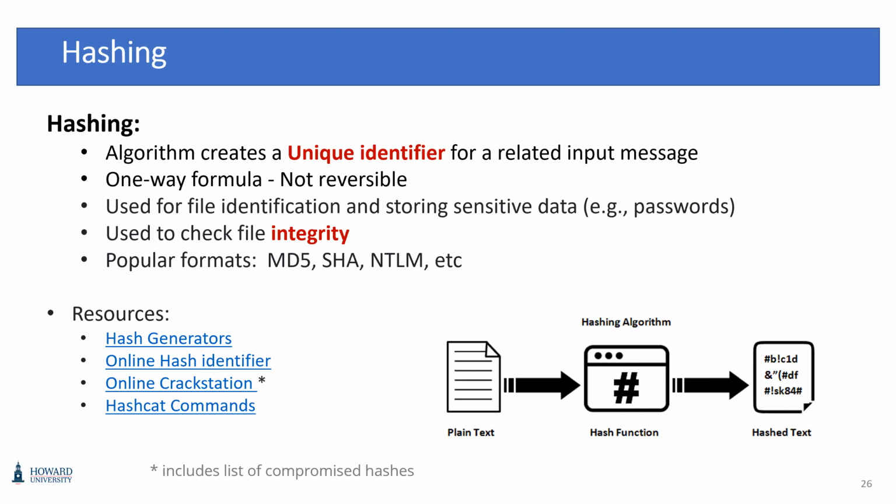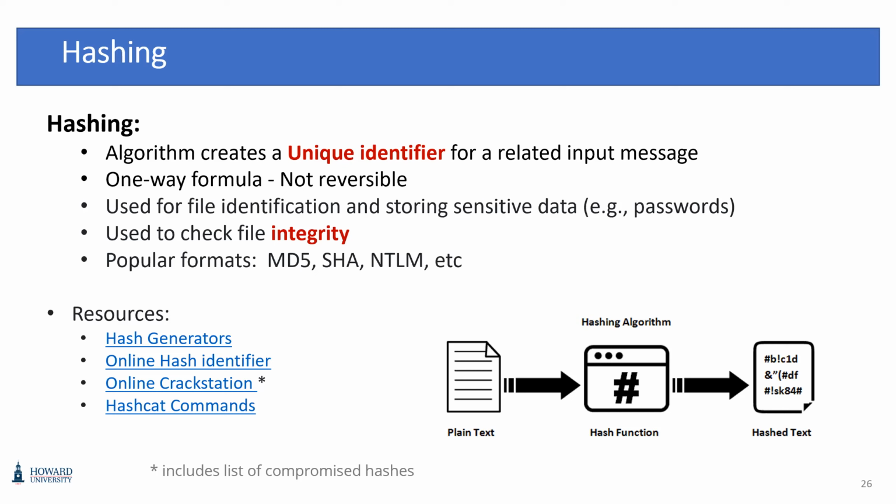So you put your message in, and an algorithm is used to create a string of characters called a hash. Okay, it is a one-way formula. You can't go from the hash back to the message. So anybody could see the hash and not know what the input message was. So that's key. One way, not reversible.